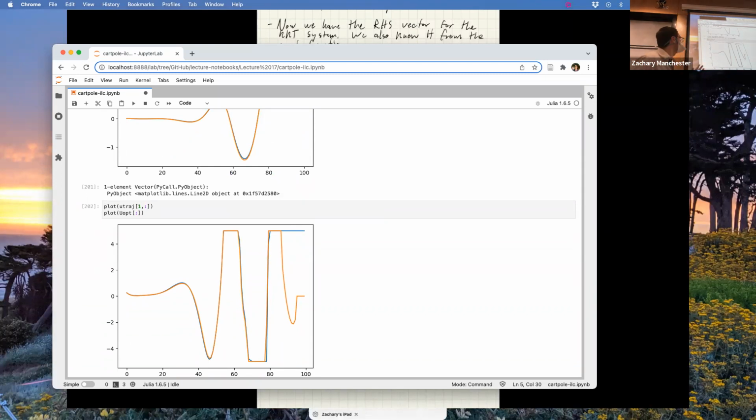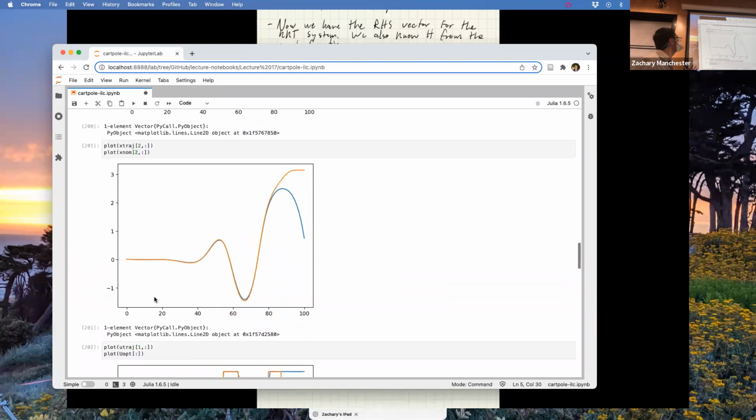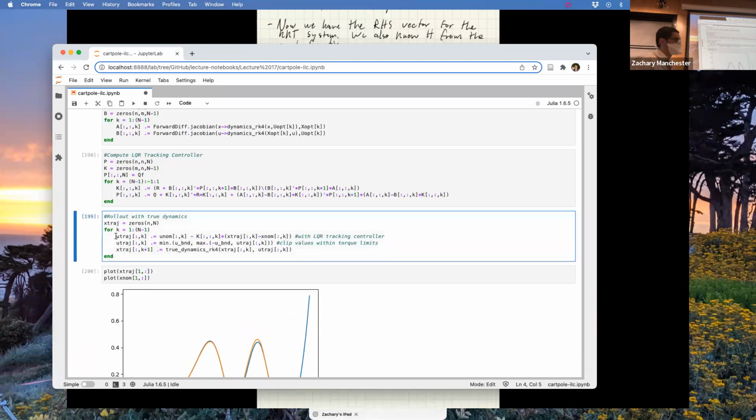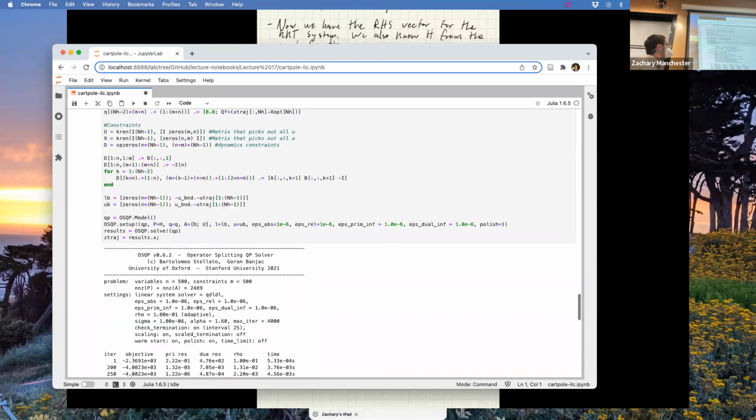Okay, so now what we're going to do is this ILC thing. So I'm going to get rid of the LQR controller now. And you're going to do this on the homework too with some more of this stuff. So, okay, back to what we had before.